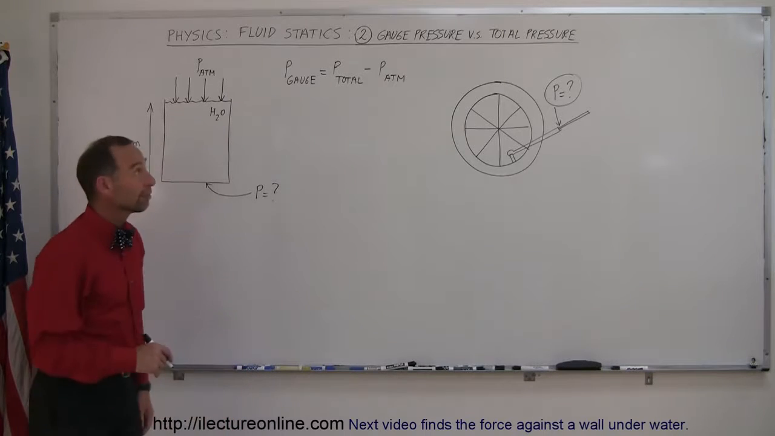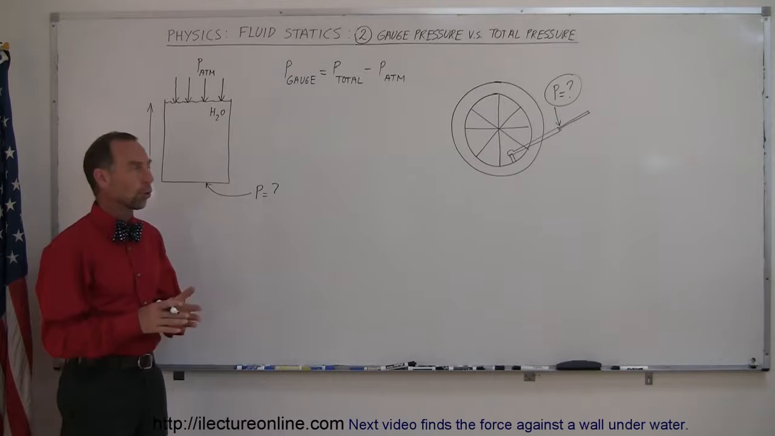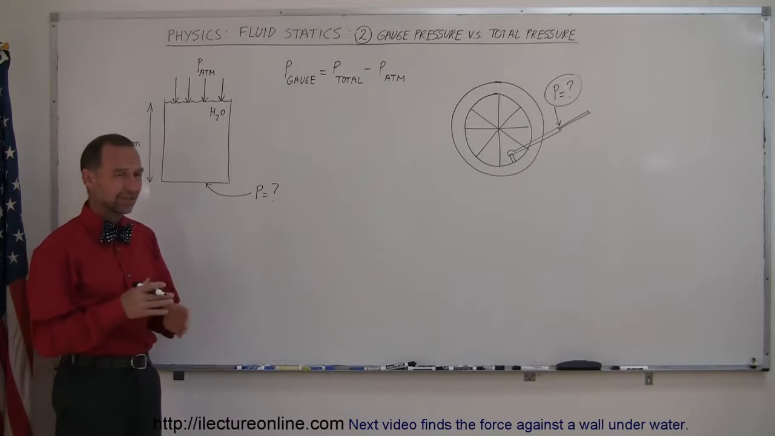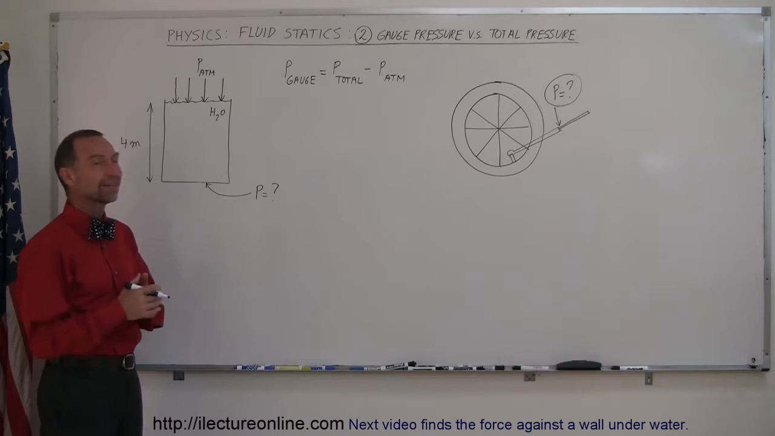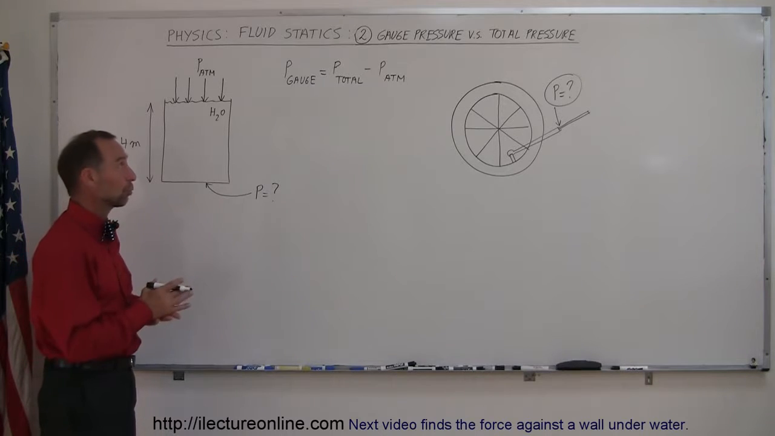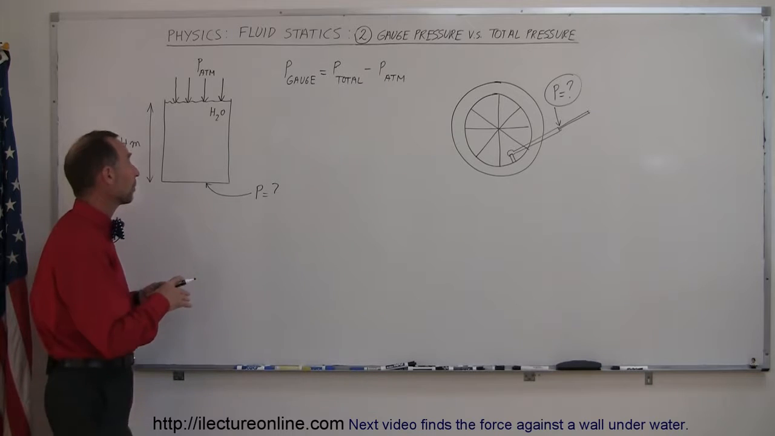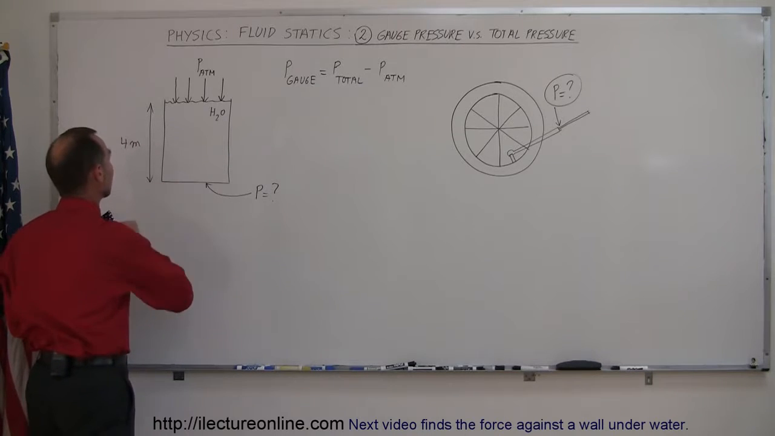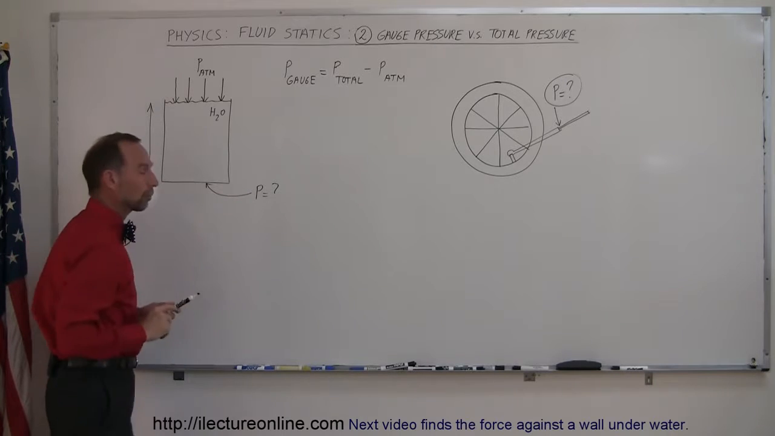For our next topic on fluid statics, we're going to talk about gauge pressure versus total pressure. That's often a subject that's poorly understood and easily confused. What do we mean by gauge pressure and what do we mean by total pressure? Let's say again, like in the previous example, we're trying to find the pressure at the bottom of a pool. Let's say the pool is 4 meters deep, it's filled with water. We want to know the pressure at the bottom.